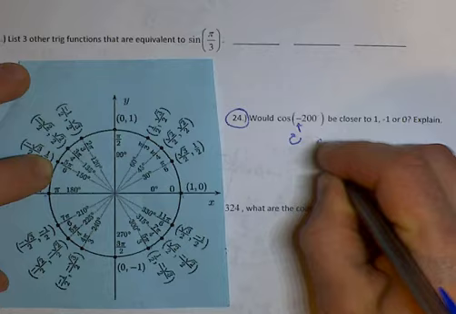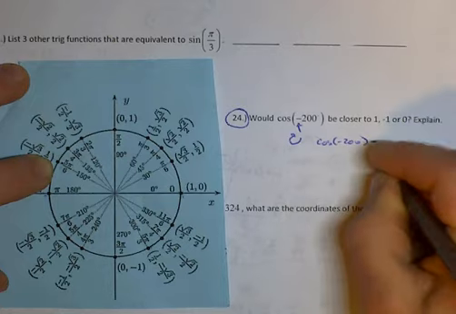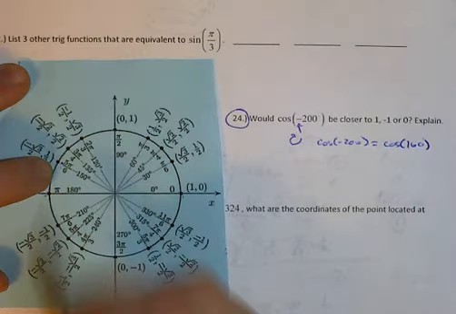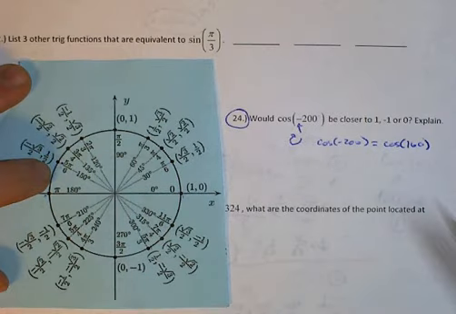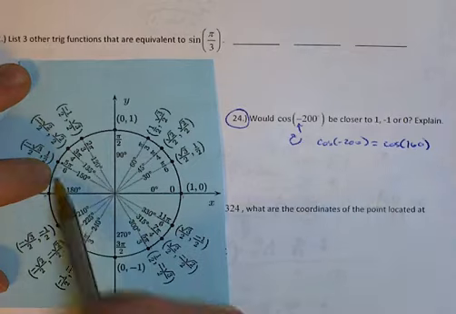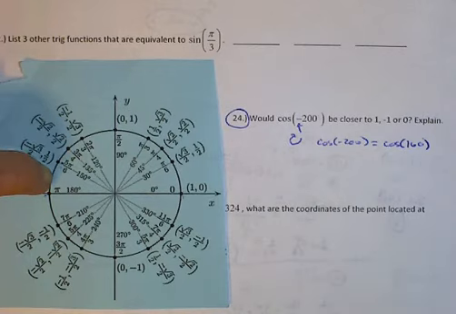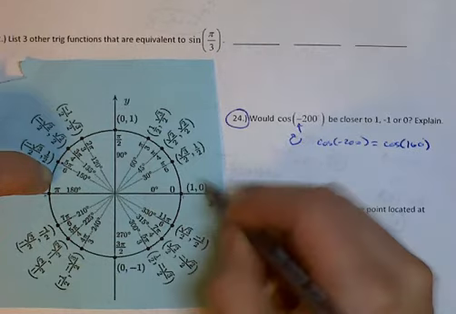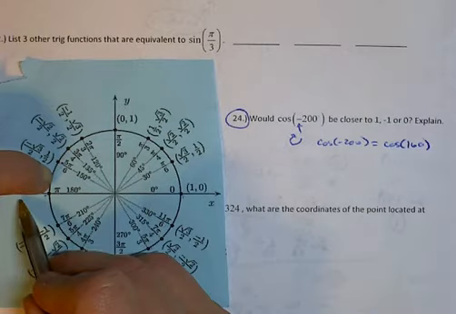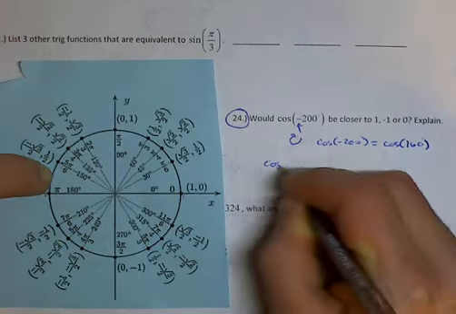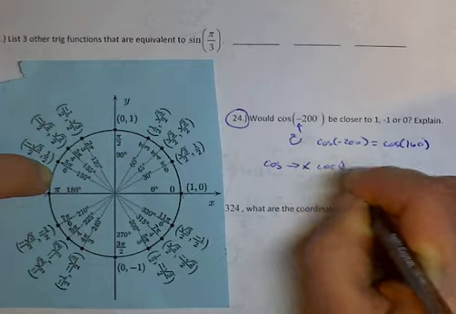So cosine of negative 200 is equivalent to the cosine of 160 degrees, positive 160 degrees. Which you don't necessarily need to know to get the answer to this question, but you need to know that we're about at this spot over here where my finger is. And so right here, the question is, would the cosine be closer to 1, negative 1, or 0? 1 is over here, negative 1 is right here, and then the cosine being 0 would be right here, because remember that cosine corresponds to your x-coordinate.